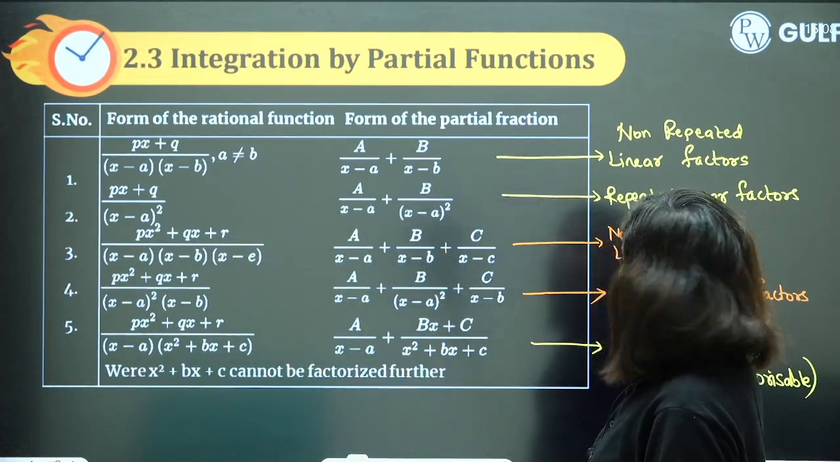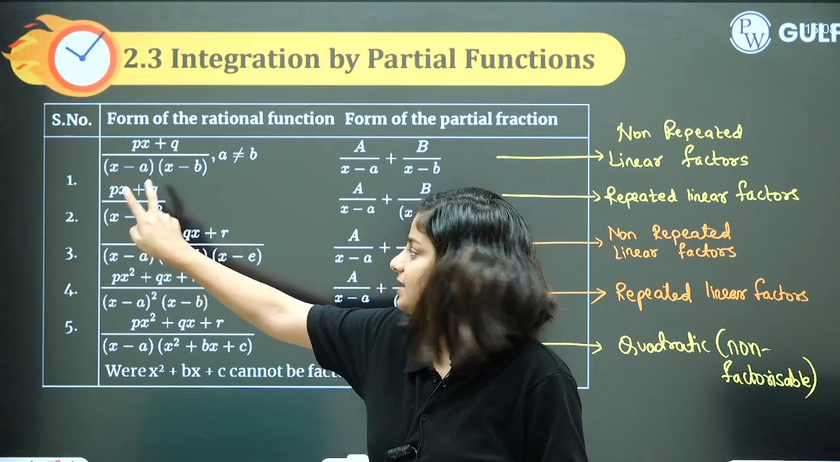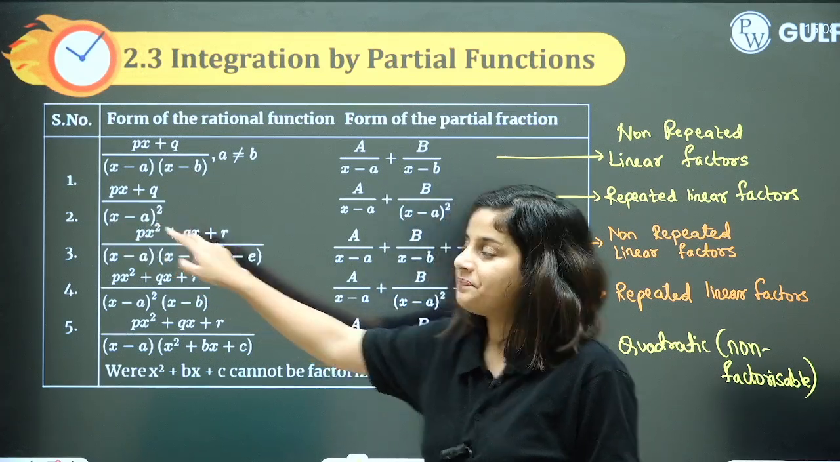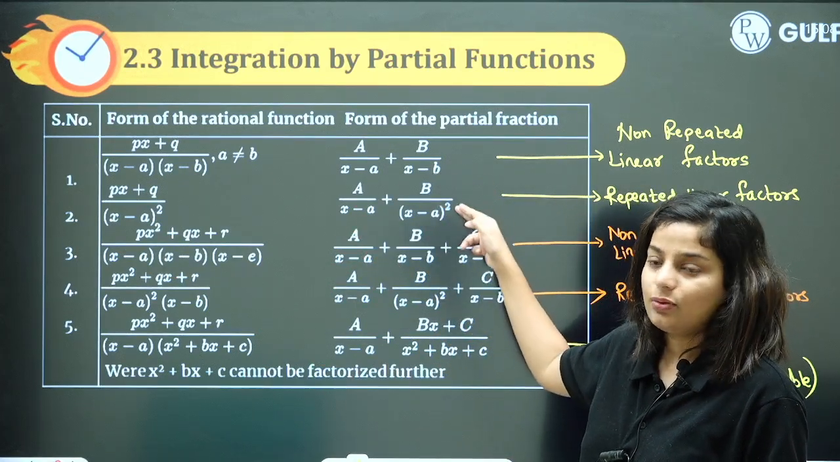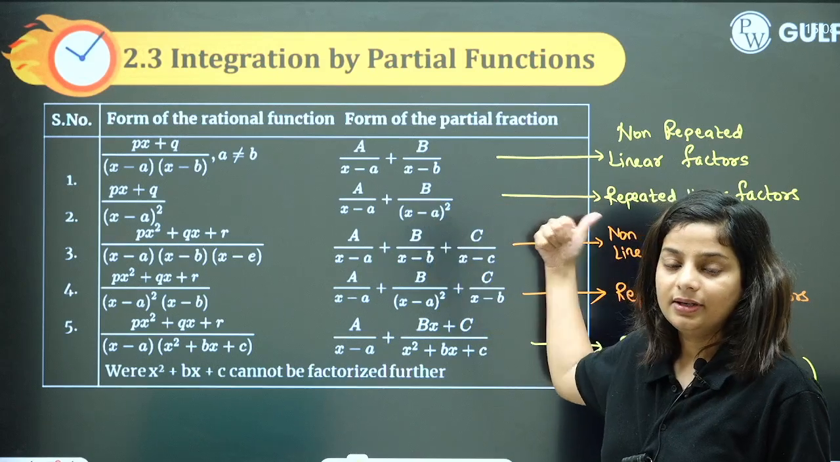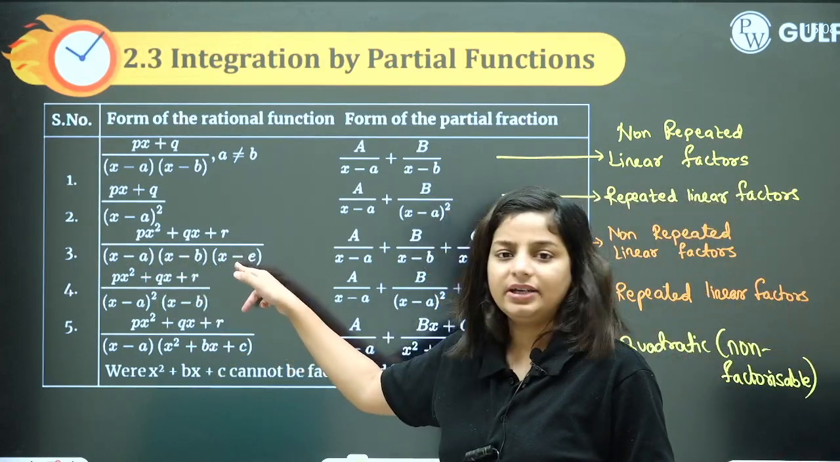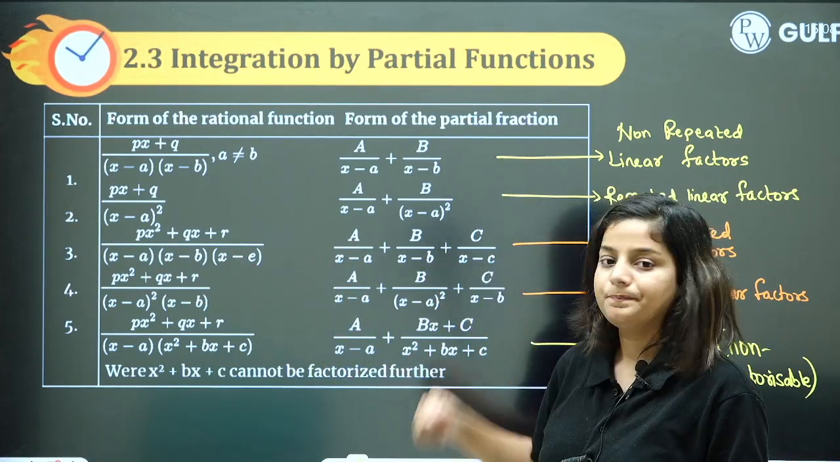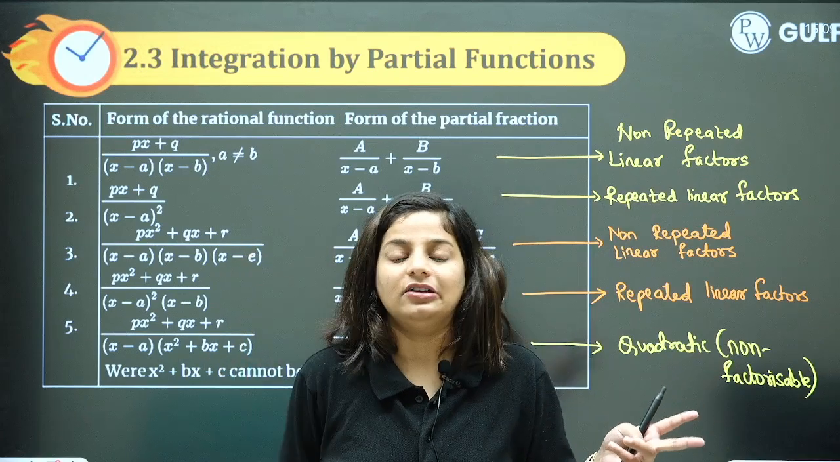Type 2 is repeated linear factors. Now the factor is repeating 2 times, x minus a into x minus a. So decompose as A upon x minus a, B upon x minus a the whole square. You are repeating the same thing. Third type is non-repeated linear factors, that means the same thing but 3 times. So A, B, C. Fourth is similar to second. Second and fourth are similar, first and third are similar.